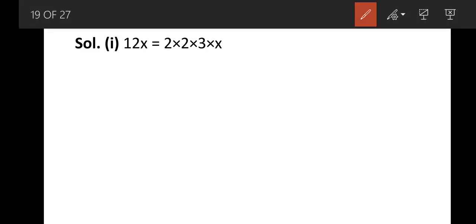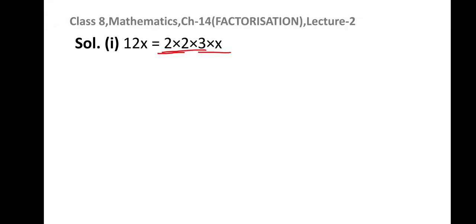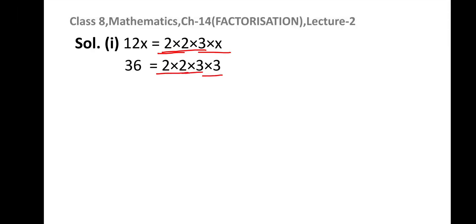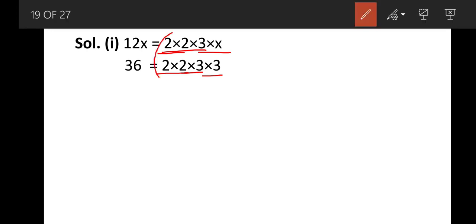12x can be written as 2 into 2 into 3 into x. These are the factors of 12x. What are the factors of 36? 2 into 2 into 3 into 3. So you are supposed to write the common factors. What are the common factors? This 2 is common, this 2 is common, and this 3 is also common.